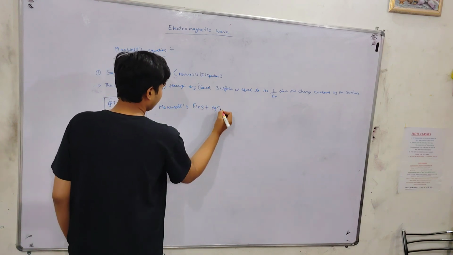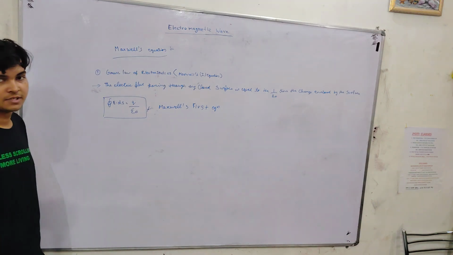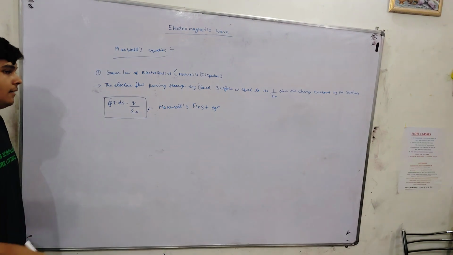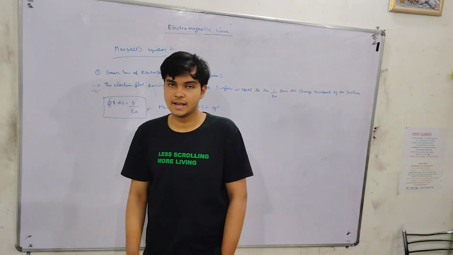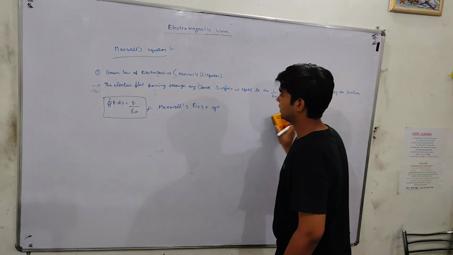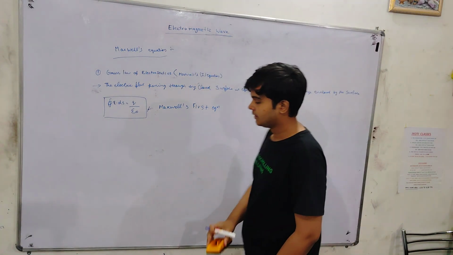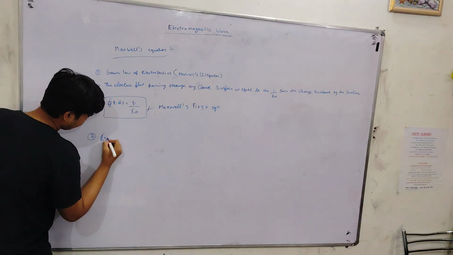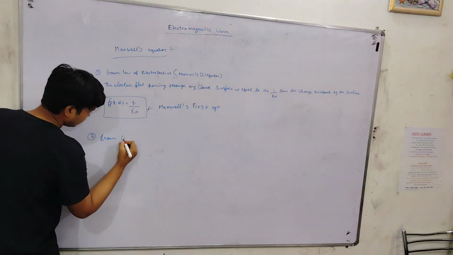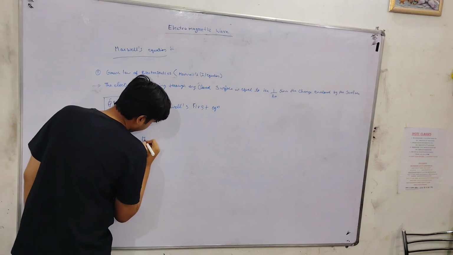Maxwell gave this first equation of Gauss law of electrostatics, and in electromagnetic waves we will study it as Maxwell's first equation. This is the formula and derivation. Now we will study about Gauss law in magnetism, Maxwell's second equation, Gauss law in magnetism.